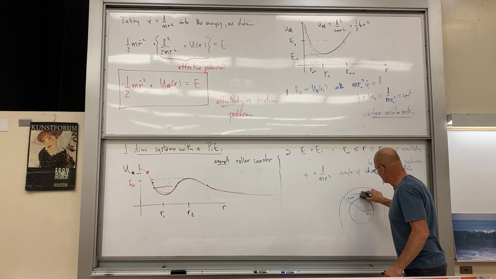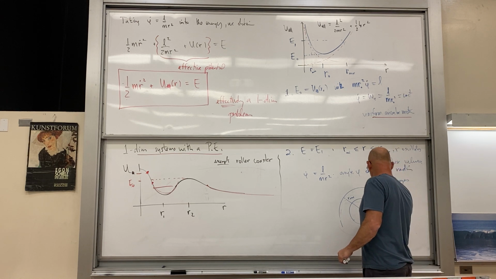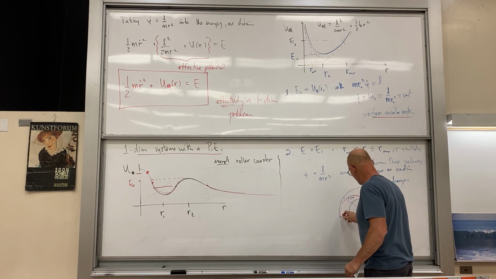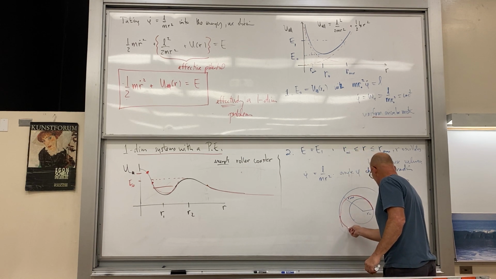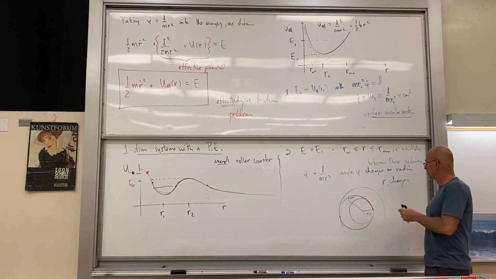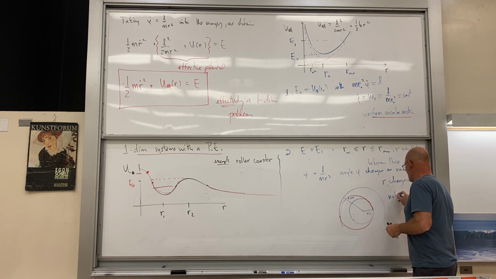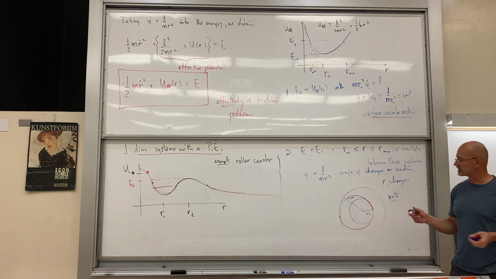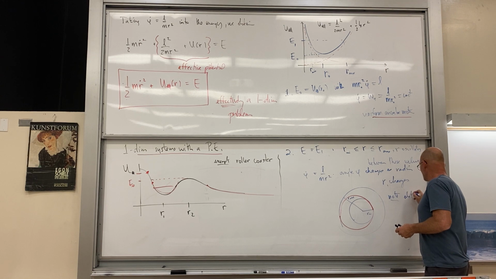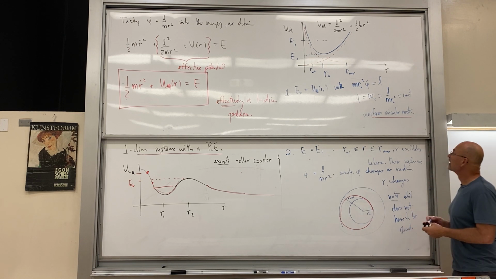let me try that again. It could be a closed orbit, but it does not have to be. So a closed orbit would sweep out from R min to R max, and then back from R max to R min. But it doesn't have to be closed. So we'll make sure we note that. We're going to calculate cases where it's closed and where it's not closed. Orbit does not have to be closed. Okay.